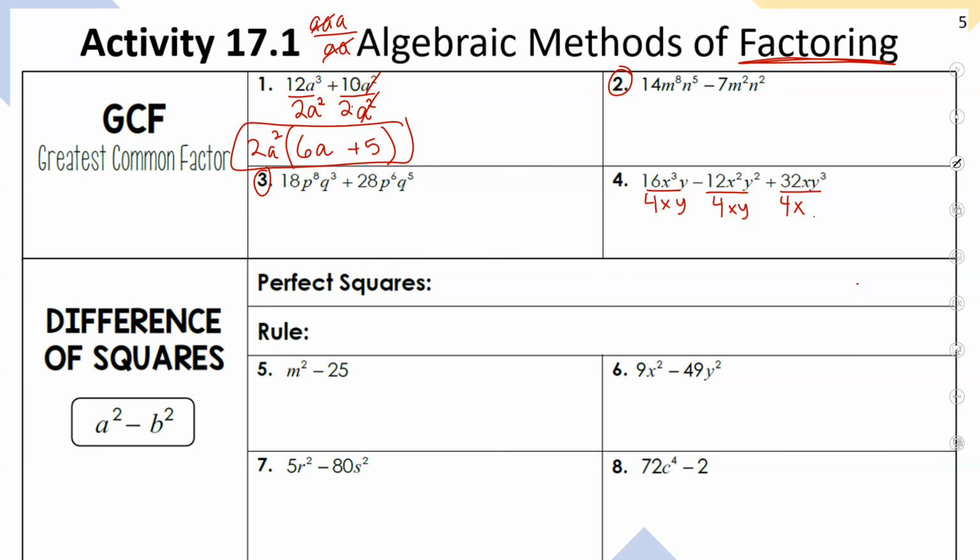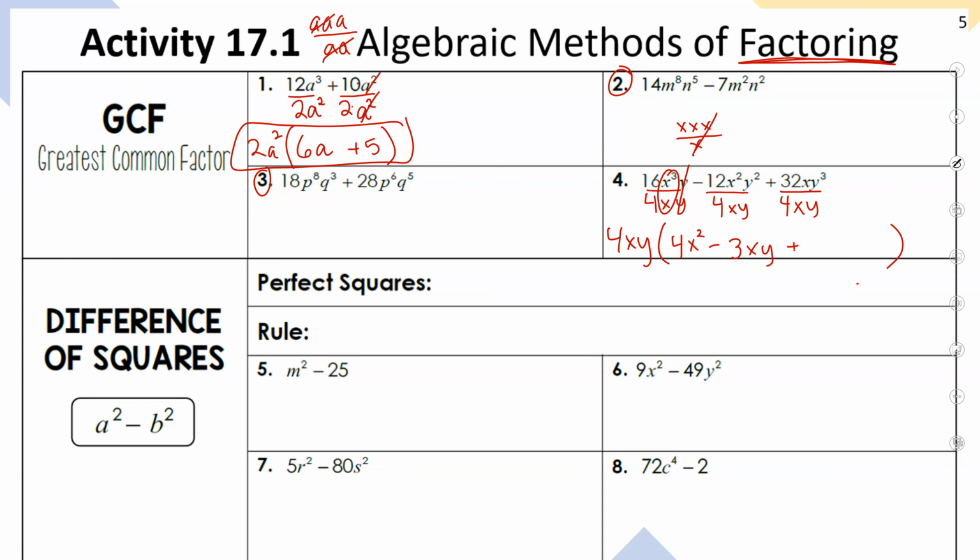Now we simplify. So your greatest common factor will always be on the outside. 16 divided by 4 is 4. I have right here 3 x's in the numerator and 1 in the denominator. So I'm left with 2 of them. And your y's cancel. Minus 12 divided by 4 is 3, and I'm left with an x and a y.